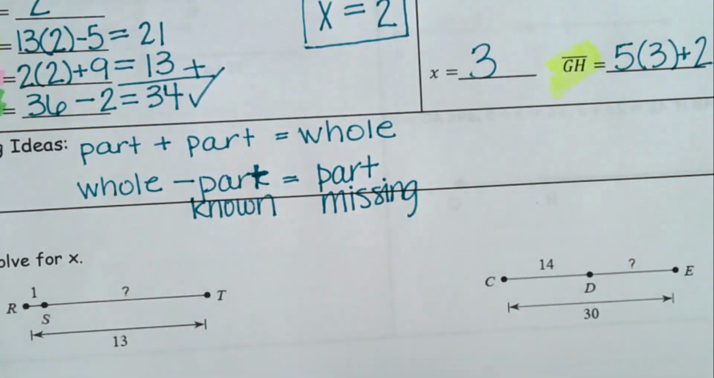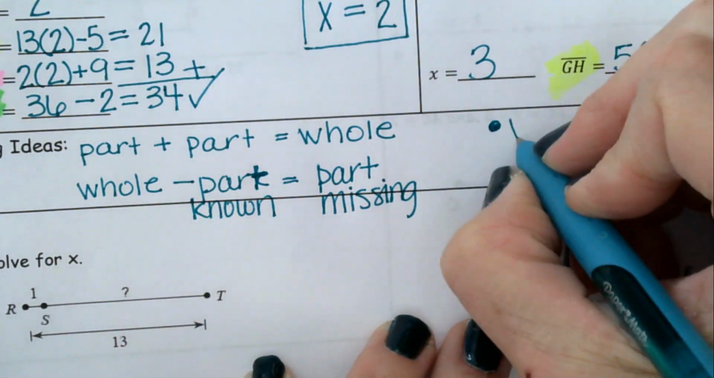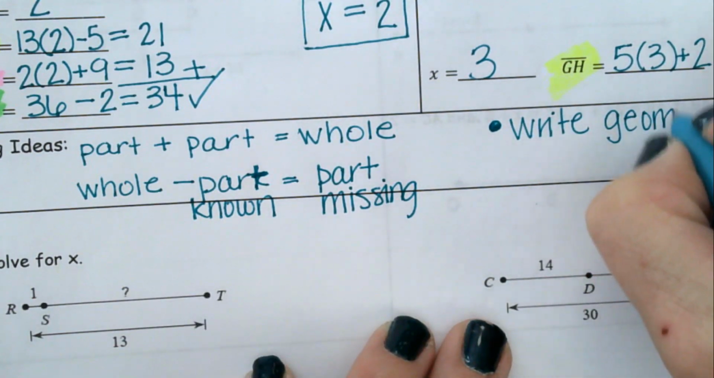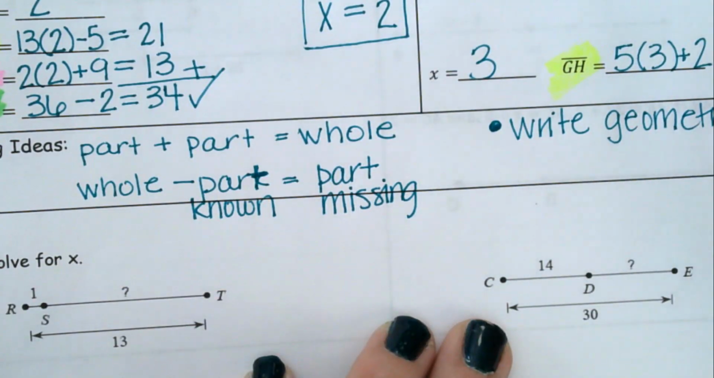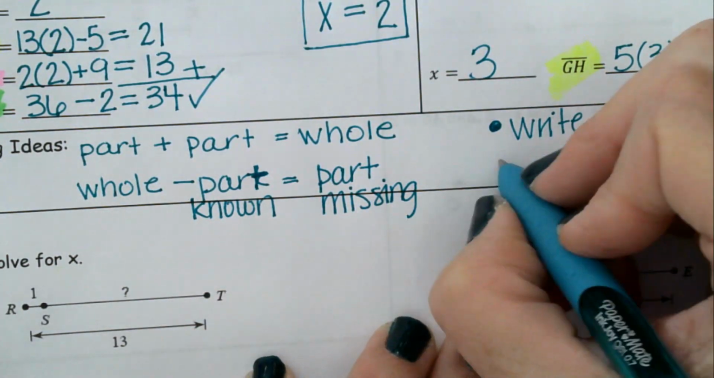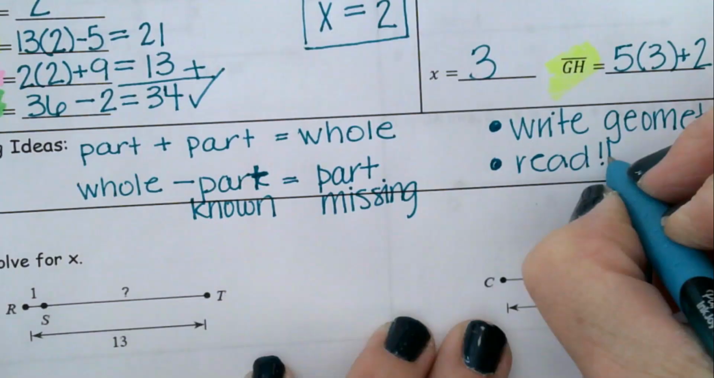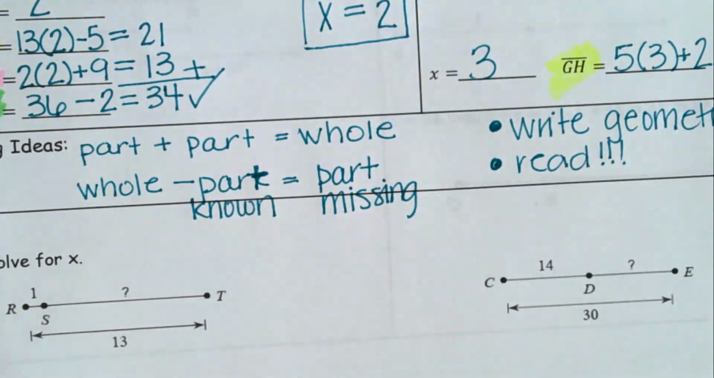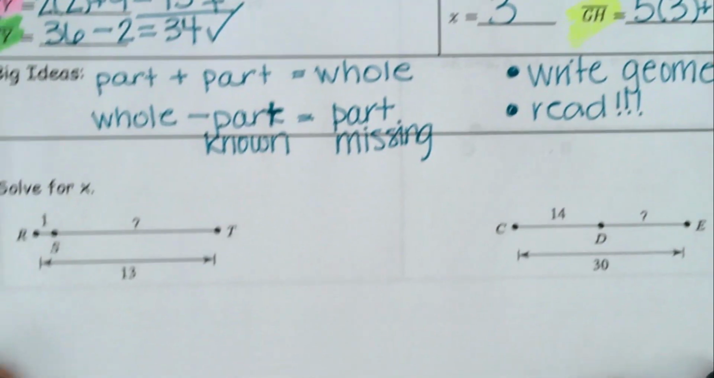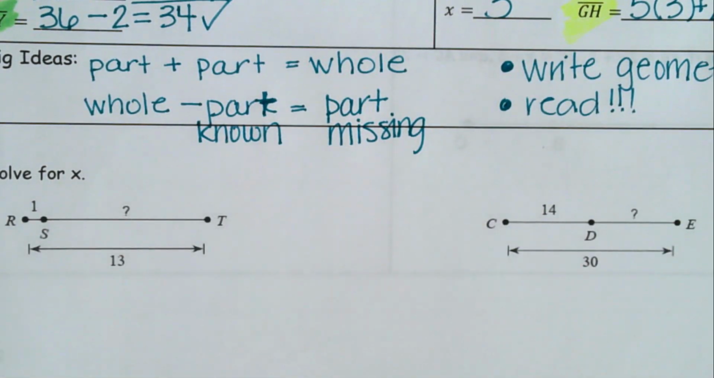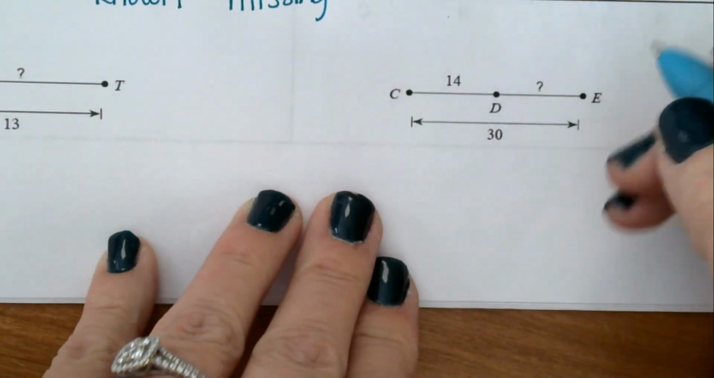Okay? The other thing, write the geometry. And I can't stress this enough. If there are any words accompanying the question, please read it. Okay. Do you want to do the left or the right? The right. Okay, we're going to do this one here.